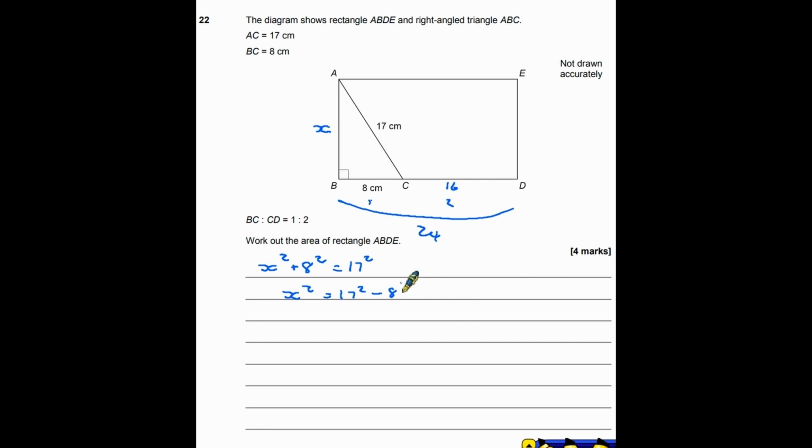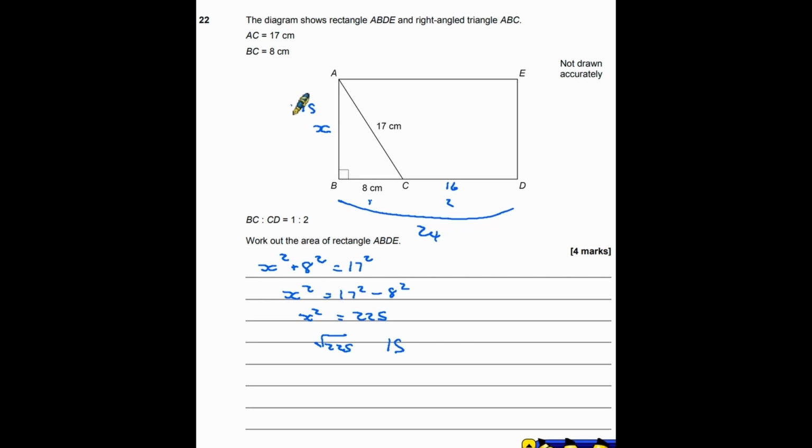So if we move that around a little bit, that means that x squared equals 17 squared minus 8 squared. One for your calculator. 17 squared minus 8 squared tells us that x squared is equal to 225. Therefore, we need to find x. Therefore, we need the square root of 225, and that is 15. So x is actually 15.